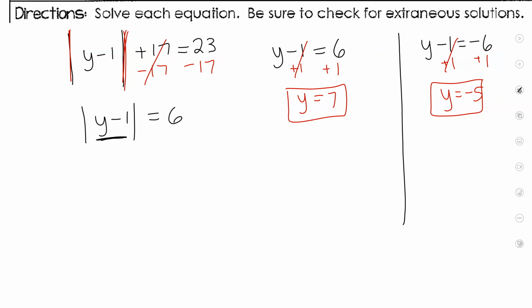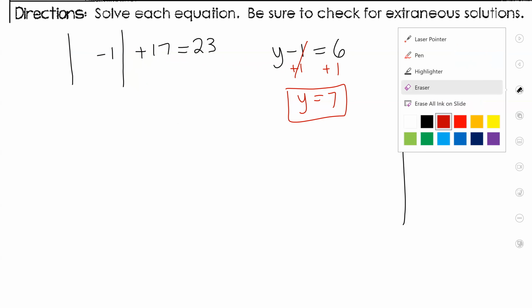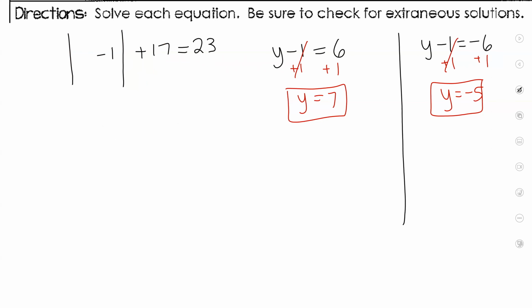So guys, I'm going to write down my original problem over here. Let me just erase all of this. I'm going to go back to the original. This is what it looked like originally. Instead of y, what should I put in? 7. So let's plug that in. I'm checking my answers, so I'm going to plug in a 7.